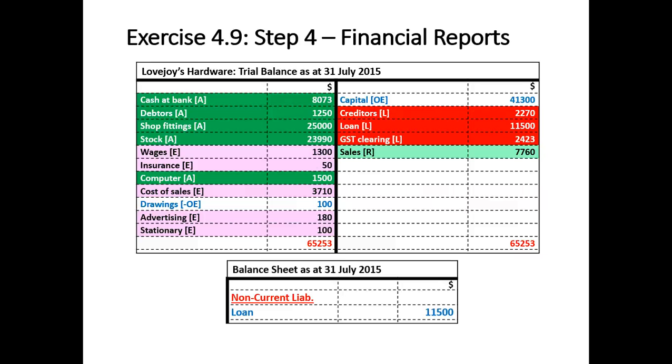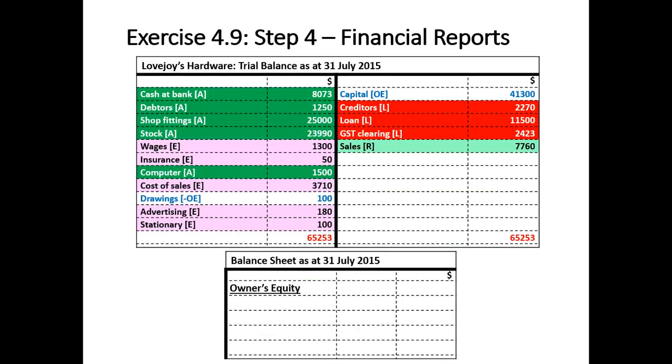However, we can see we're still left with capital and drawings in the trial balance. We haven't used those numbers yet, so we need to allocate them now. To do that, we're going to do that in the owner's equity section. So we'll start with the capital figure, which is 41,300.